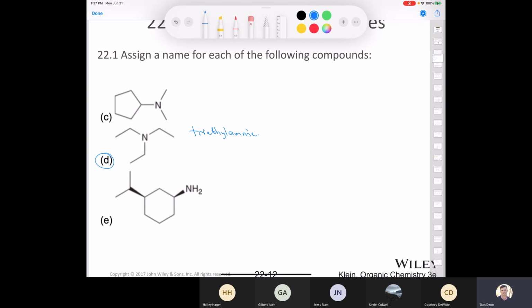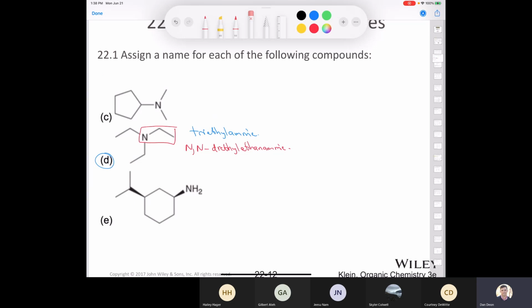But there is another way, and you're 100% correct. You could take the longest carbon chain like this and say this is an ethanamine, right? Instead of, if you have this compound is ethanol, that would make this ethanamine. So in that case, we'd call it N-ethyl, N-ethyl. So it's N,N-diethyl ethanamine, like that. I can't imagine anybody calling it that.